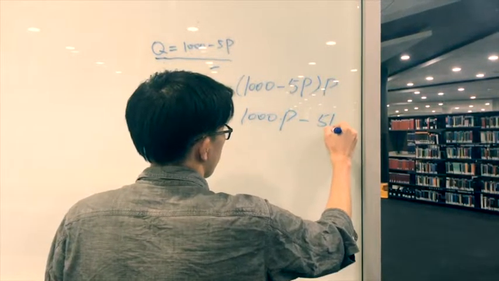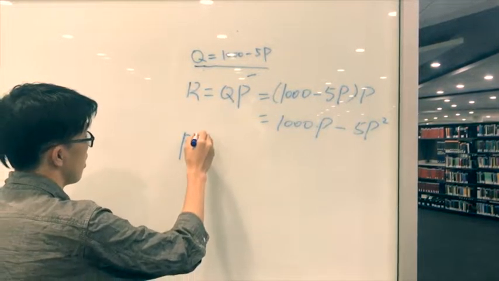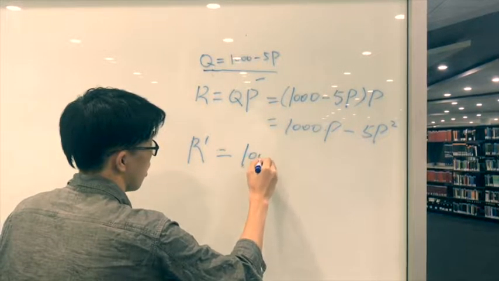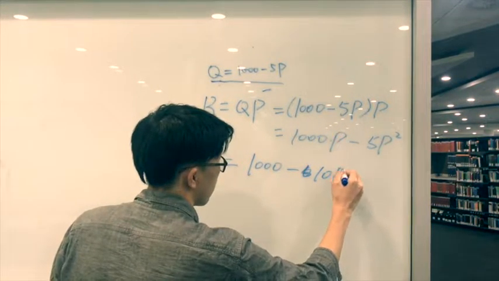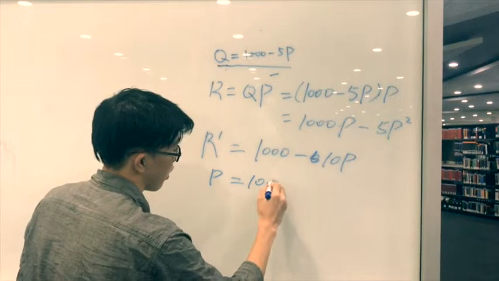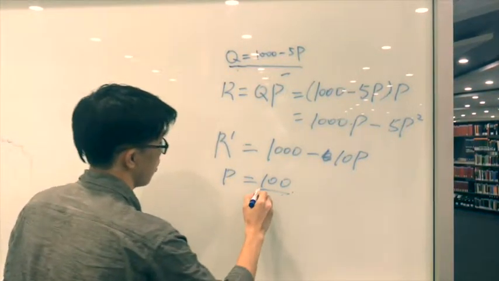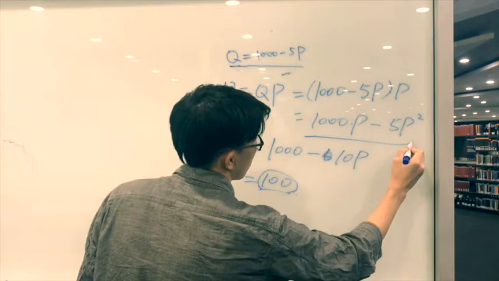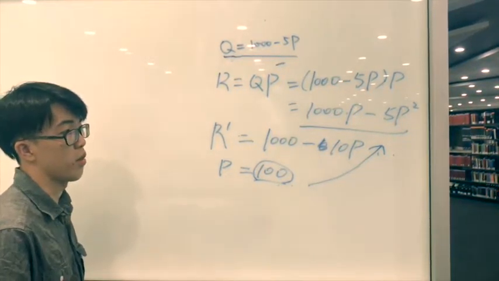That equals 1000p minus 5p squared. We take the derivative of the revenue and set it equal to 0: 1000 minus 10p. Then we can calculate that p is equal to 100, and this gives the maximum revenue. We put 100 into the revenue function, and then we can calculate the maximum revenue.